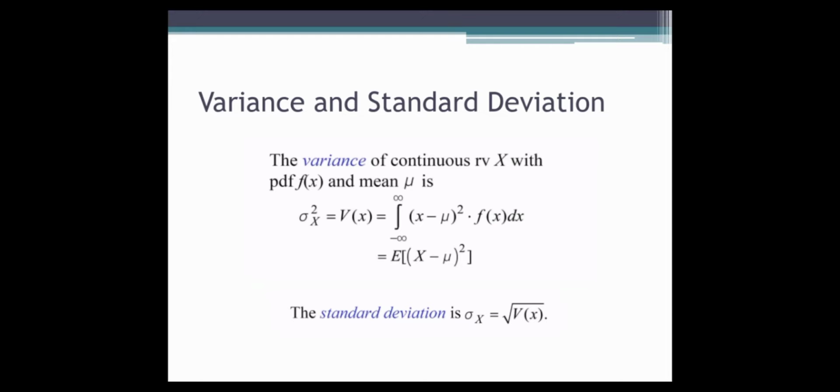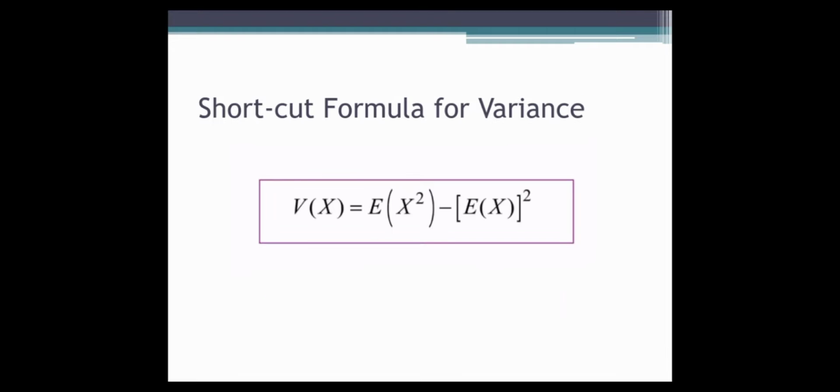So the final formula of variance that you will use is the expected value of (x minus mean) squared. Then the standard deviation is equal to the square root of the variance of x. The shortcut formula of variance is the variance of x equals the expected value of x squared minus the square of the expected value of x.